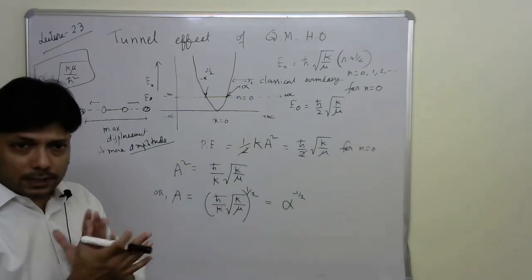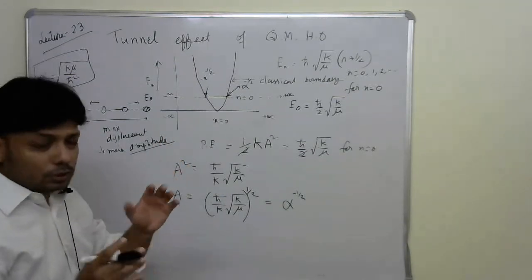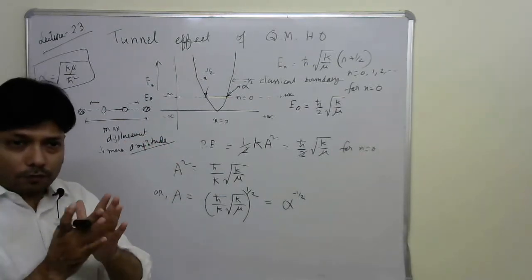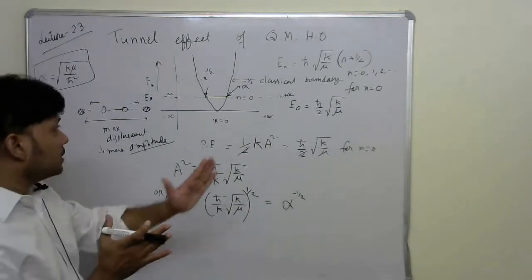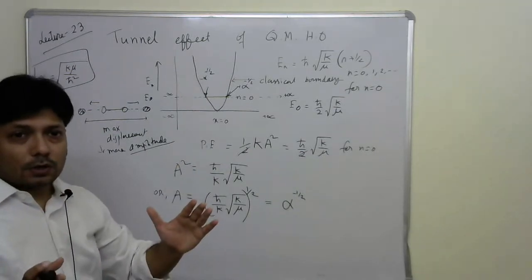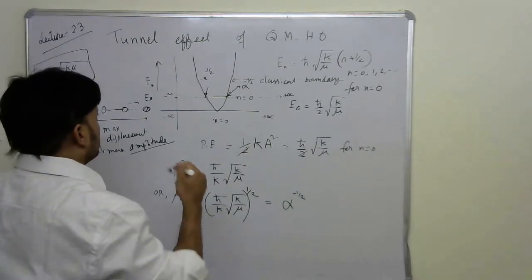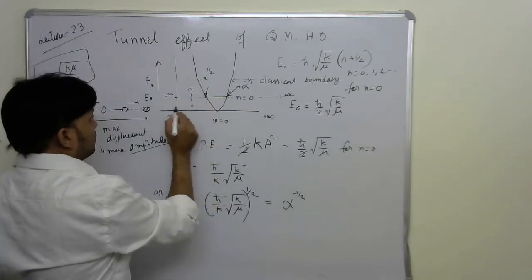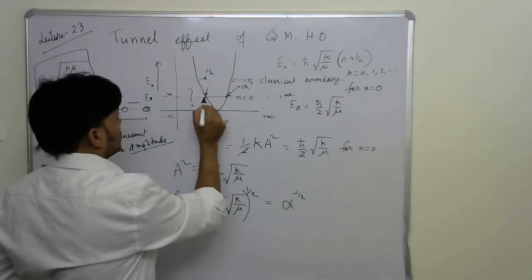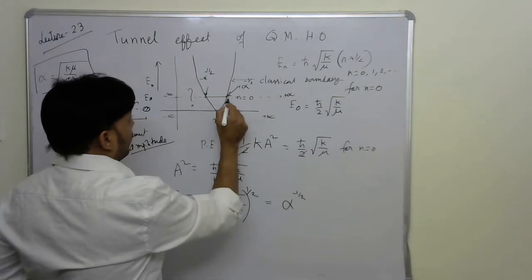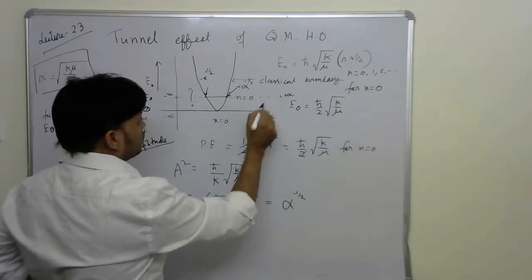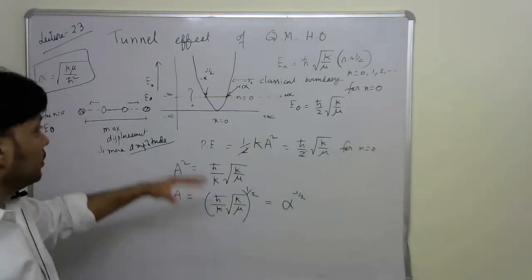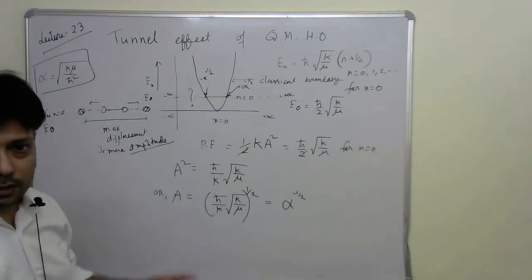So this is according to the classical model, but according to the quantum mechanical model, there should be some probability of these atoms going beyond this classically defined maximum amplitude. So the question is, how much is the probability in these zones, between minus infinity to minus alpha to the power minus half, and from plus alpha to the power minus half to plus infinity. Let's erase this blackboard and pose this question.